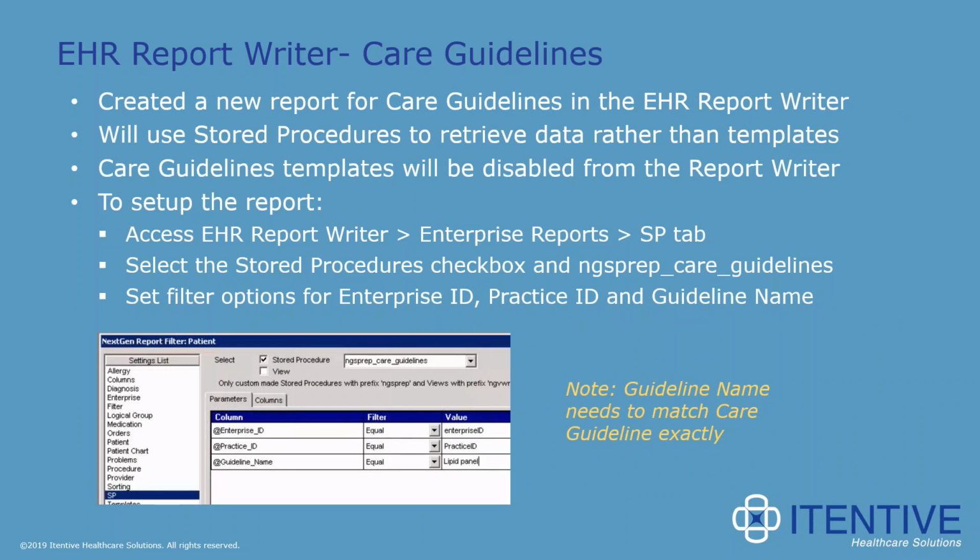Looking at the EHR report writer next, there's a new report for care guidelines. This will use stored procedures to retrieve data rather than templates. Care guidelines templates will be disabled from the report writer. So to set up the report, you want to access the EHR report writer, enterprise reports, and then that SP tab. You're going to select the stored procedures checkbox, and then set the filter options for enterprise ID, practice ID, and guideline name. Just an important note here that we figured out through our own trial and error, the guideline name needs to match the care guideline exactly.